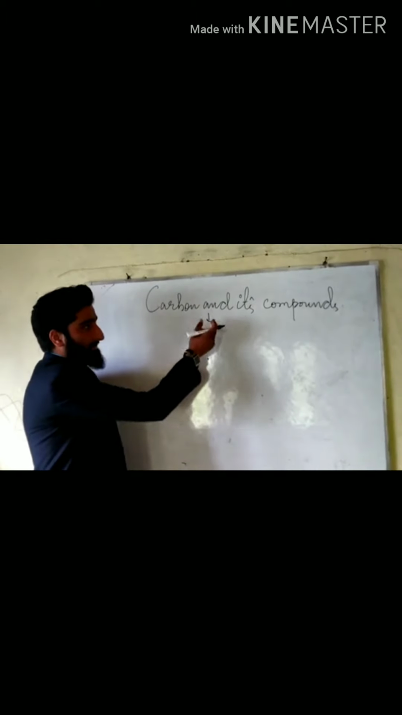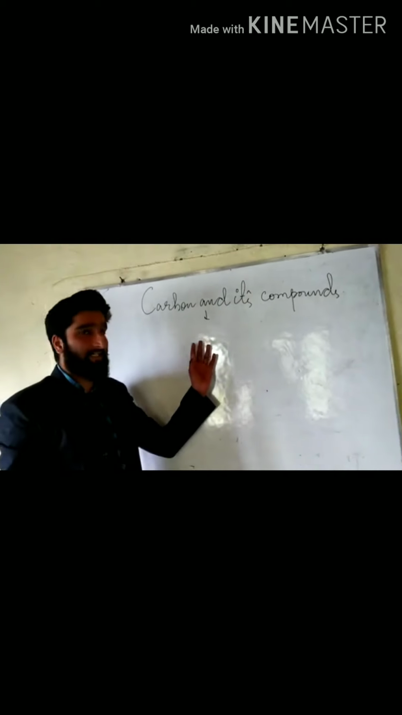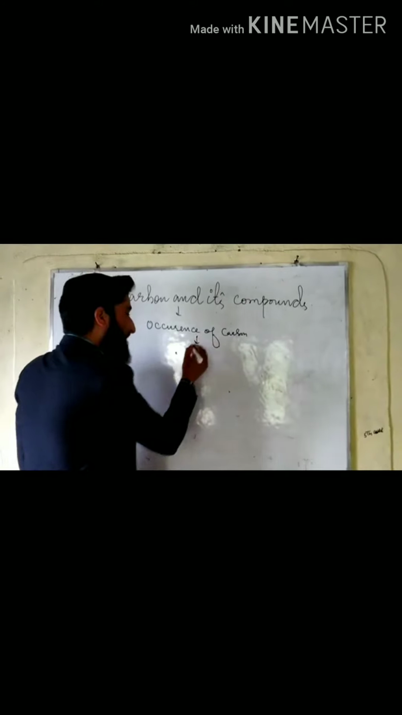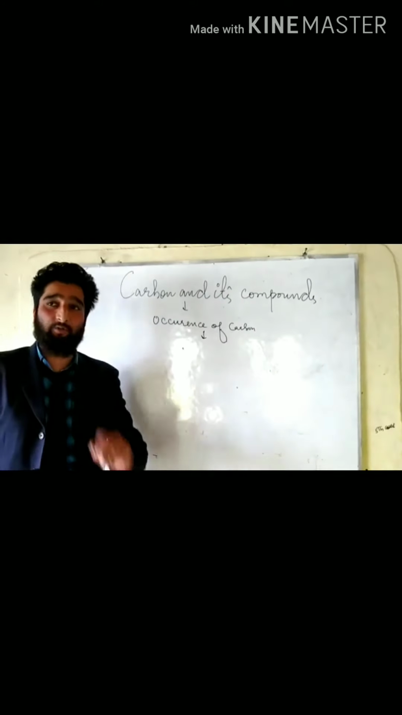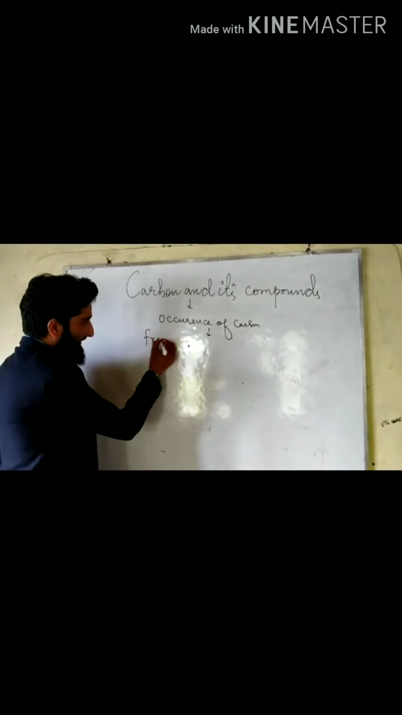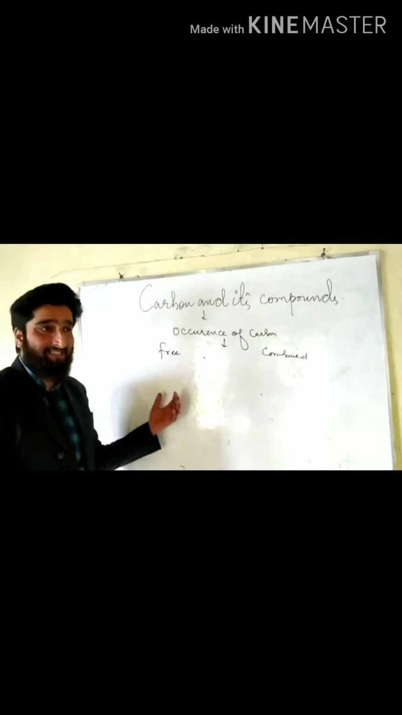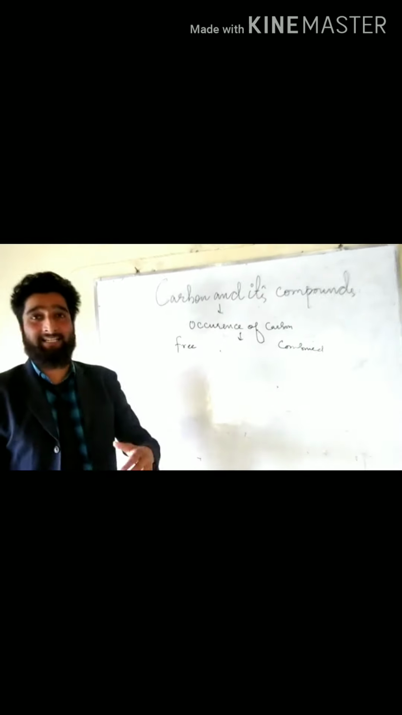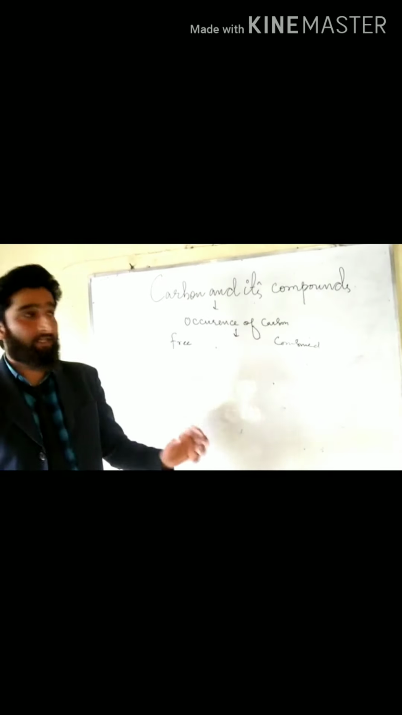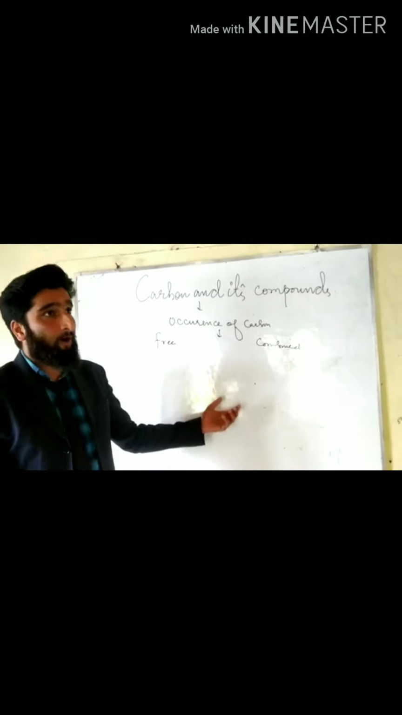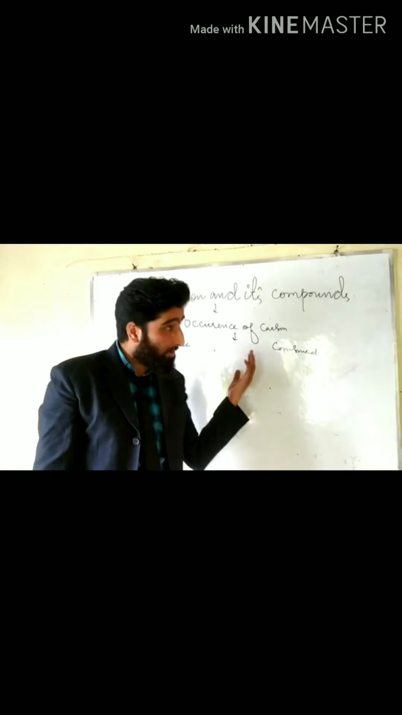Before discussing one more subtopic, let me recapitulate certain important things which I discussed with you in the last video lecture. Occurrence of carbon. Carbon can occur mainly in two states in nature. One is the free state, another is the combined state. The free state means carbon atoms are in isolation, in an uncombined state, where only carbon atoms are joined. The combined state means carbon atoms are joined with other elements to form millions and trillions of the organic compounds we see around.